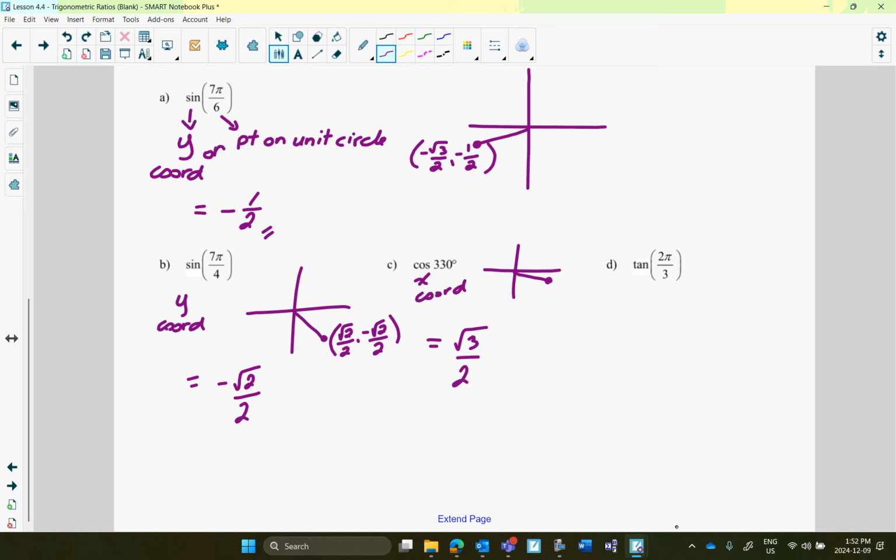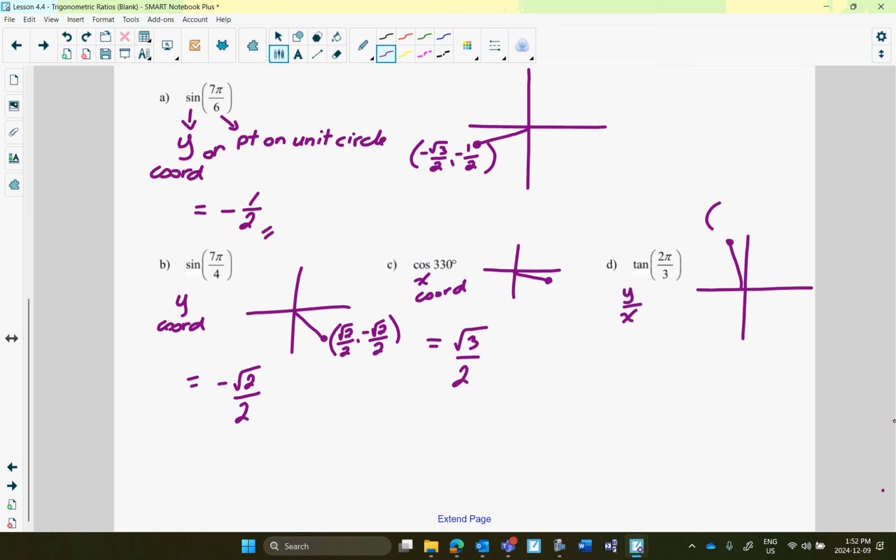This one, I got to do some work. Because it's not just the x, it's not just the y, it's the y divided by the x. So I got to find 2 pi over 3, the point, and divide the y by the x. Well, 2 pi over 3. The pi over 3s are the high ones and the low ones, the ones that are close to the y-axis. Where's 2 pi over 3? What quadrant? And it's high.